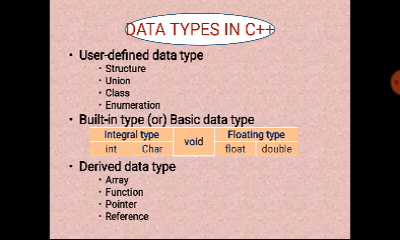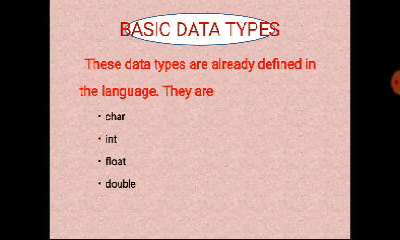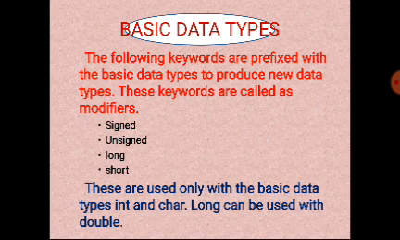The next one, data types. There are 3 data types in C++: user defined data types, basic data types and derived data types. Let us see one by one. First we are going to see basic data types. These data types are already defined in the language. They are char, int, float, double.